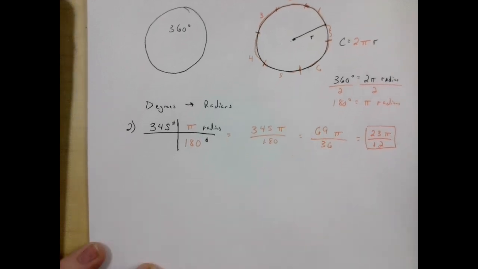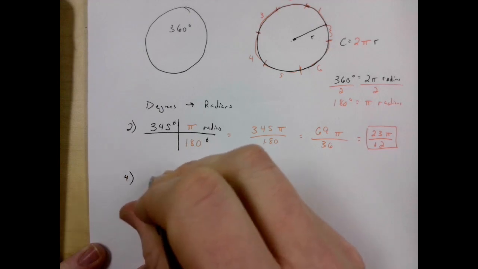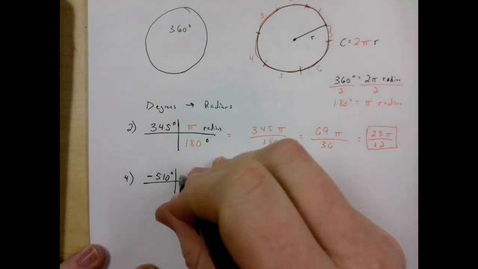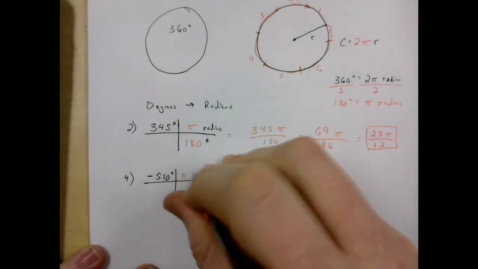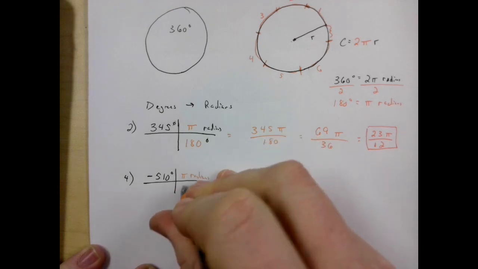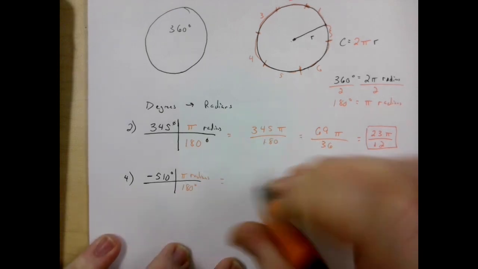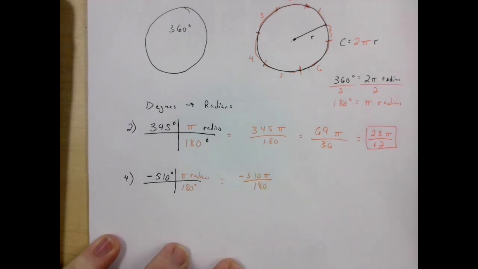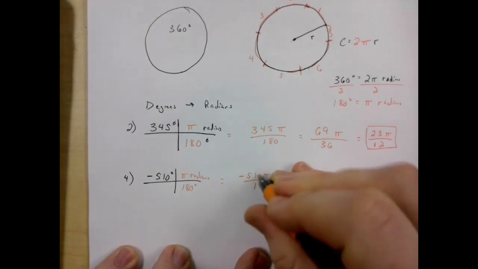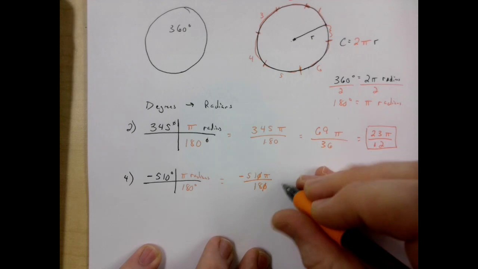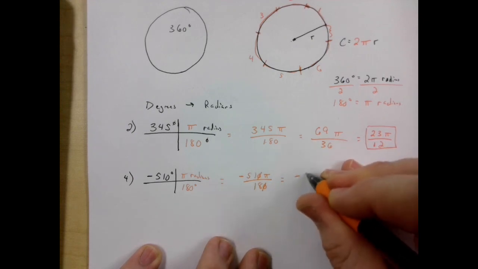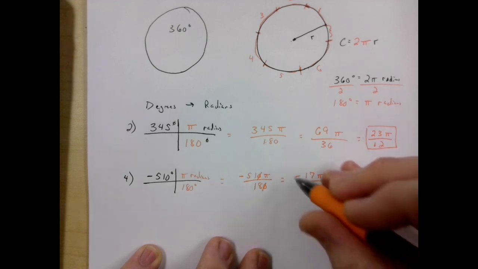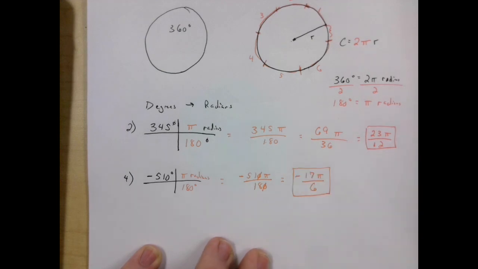All right. Number 4 on your assignment says negative 510 degrees. All right. I'm going to do want over need. I want pi radians over 180 degrees. I'm going to multiply. I get negative 510 pi over 180. I'll divide them both by 10. I get 51 over 18. I'll divide both of those by 3. 3 goes into 51 17 times. 3 goes into 18 6 times. So I get negative 17 pi over 6 radians.